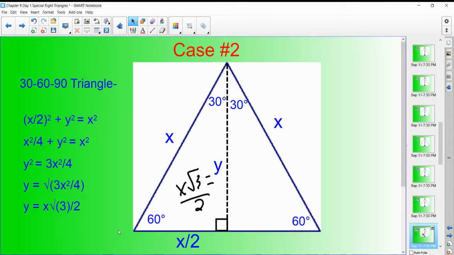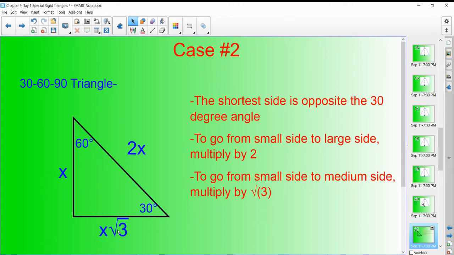So here are the rules that you need to know. If we can find the shortest side, so the shortest side is opposite 30, if we can find this short side, we can get to the hypotenuse by multiplying by 2. And we can go from the short side to the medium side by multiplying by the square root of 3. So we always should find the side opposite 30 first. And then we can find the side opposite 60, and we can find the hypotenuse.